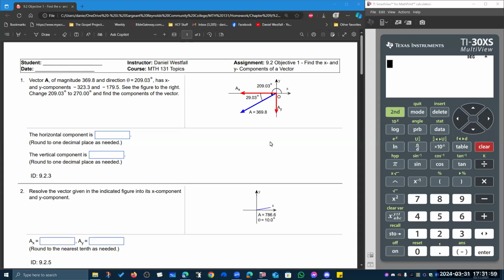In this video, we're going to talk about 9.2 objective 1, where we find the x and y components of a vector. They're giving us an example over here at the right, where they say vector A of magnitude 369.8, which is this blue line here, and a direction of theta is 209.03 degrees, which they're showing here. And then they're showing the reference angle here. Because it's in quadrant 3, they subtracted 180 from it to get the reference angle of 29.03 degrees.